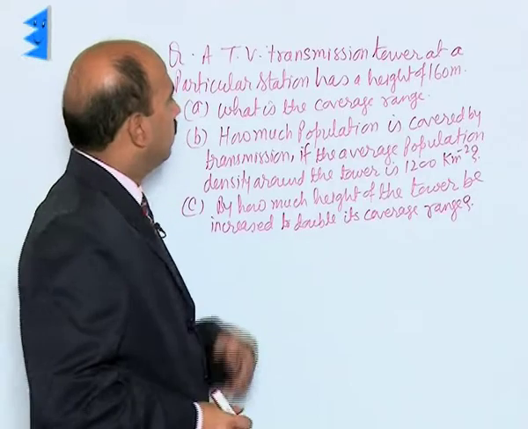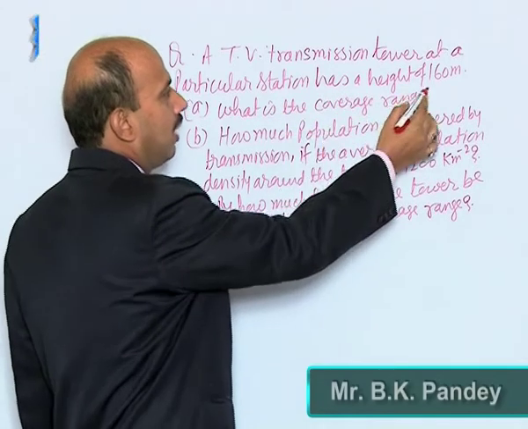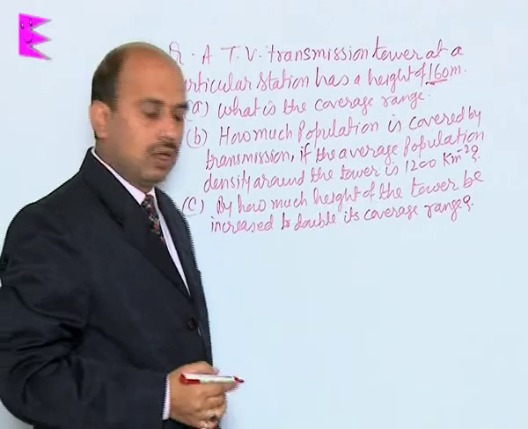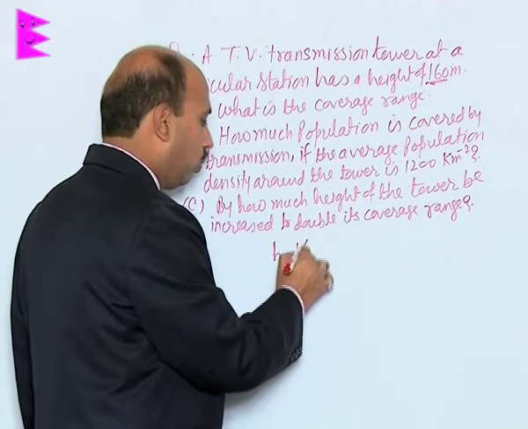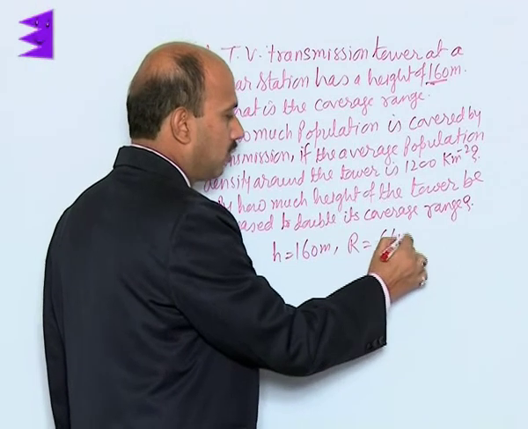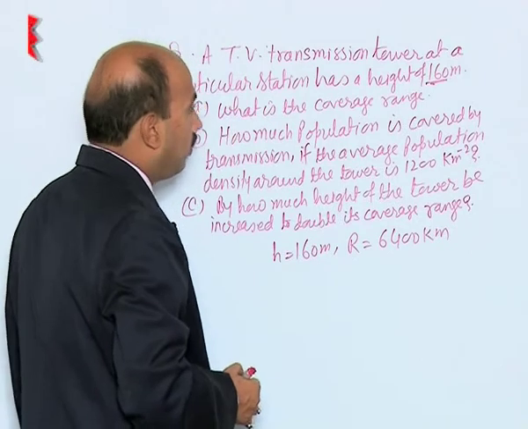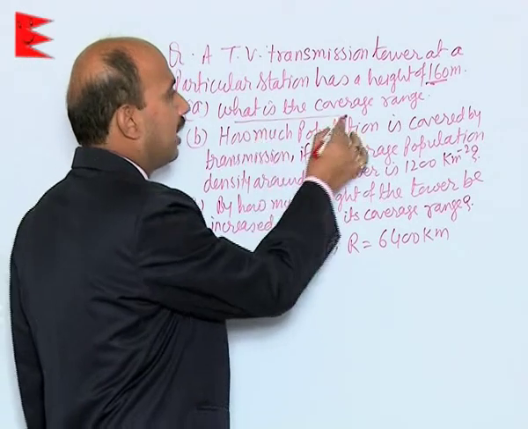Now say in this question, a TV transmission tower at a particular station has a height of 160 meter. So we have got h is equal to 160 meter and we know the radius of earth r is equal to 6400 kilometer. So now what is its coverage range?